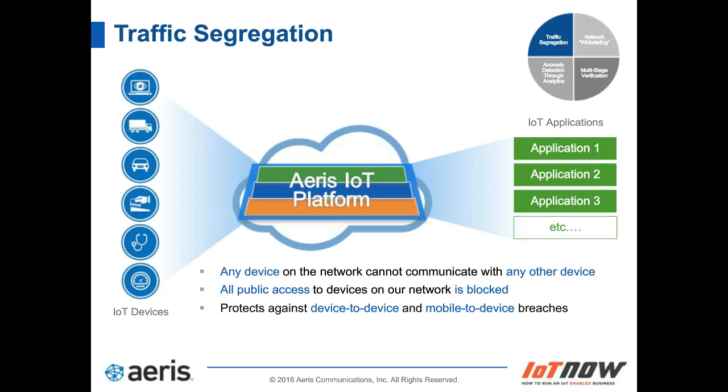The idea that we have implemented is that we want to make sure that traffic intended from one application to go through a specific device isn't allowed to communicate with some other device on the network. We make sure that traffic is blocked not only within the device to that application, but also from a device to another device. So devices on the network cannot communicate with any other device. Public access is generally blocked.